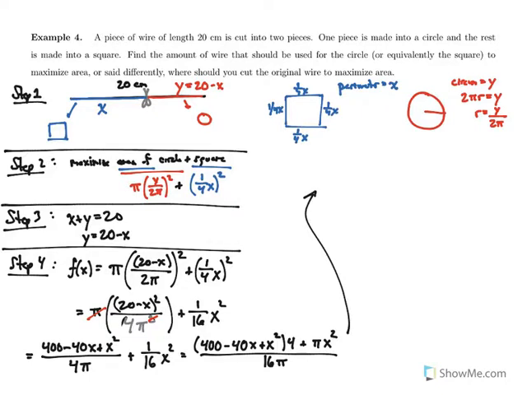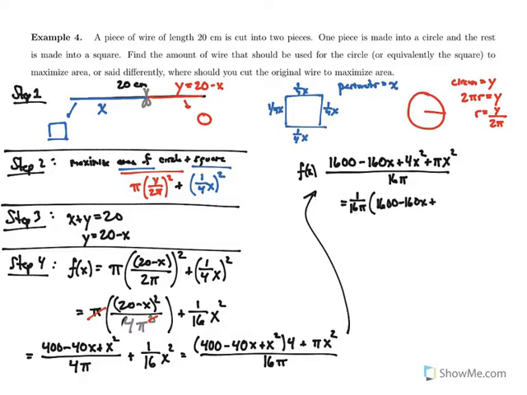And we'll come up here, finish that. That's going to be 1600 minus 160x plus 4x squared plus pi x squared, all over 16 pi. Maybe it's best to write that as 1 over 16 pi, times 1600 minus 160x plus 4 plus pi, x squared.